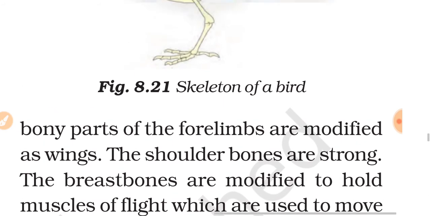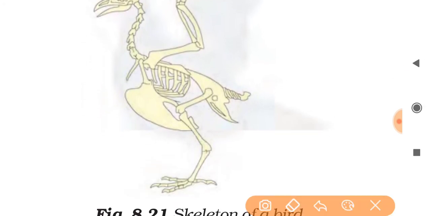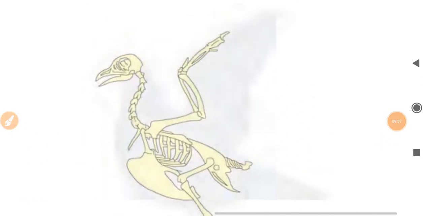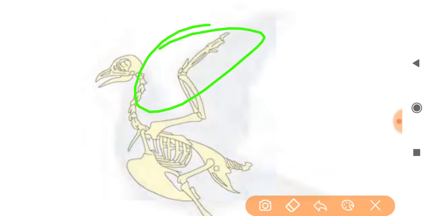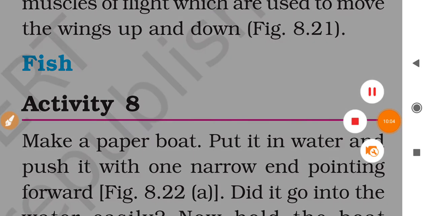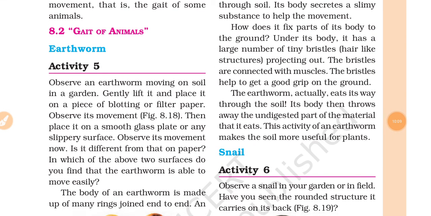So, if you see the figure, this skeleton of a bird, you can see the hollow bones there. But its shoulder bones are very strong. Whenever you read the sentences, compare them with the image also. So today we discussed the skeleton and different gaits of animals. In the next class we will read about some aquatic animals and their movements.